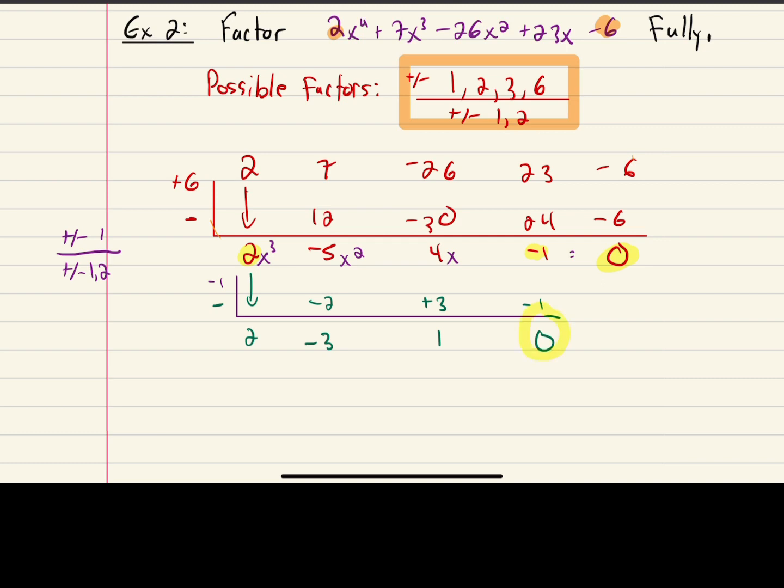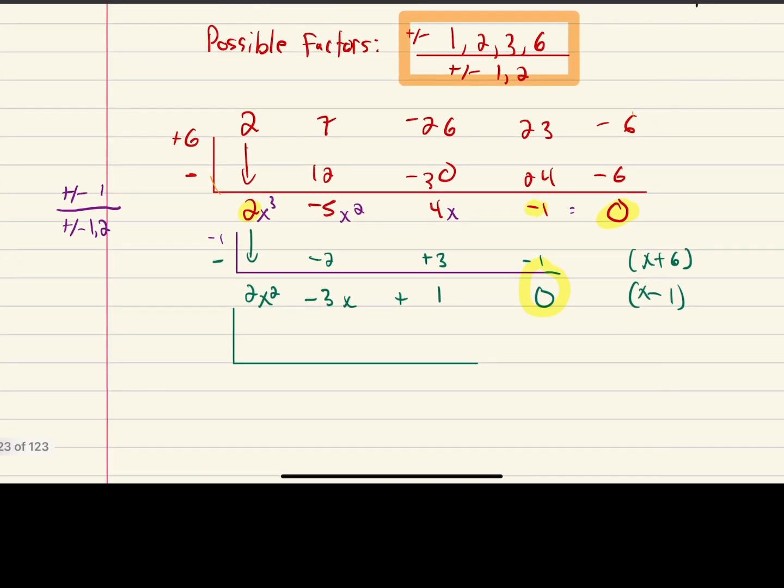And so we have found another factor. And that is going to be x minus 1. So far we have 2 factors. We have x plus 6 and x minus 1. Now, just like we did before, we have a new quotient. I'm going to draw my box here. And there'll be 2x squared minus 3x plus 1. Now you can do a couple things. You can factor it like a quadratic. And if you're more used to doing that, then I would suggest you do so.